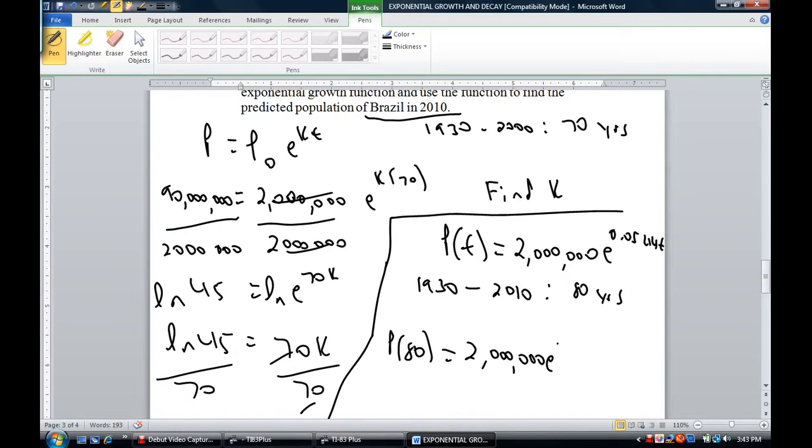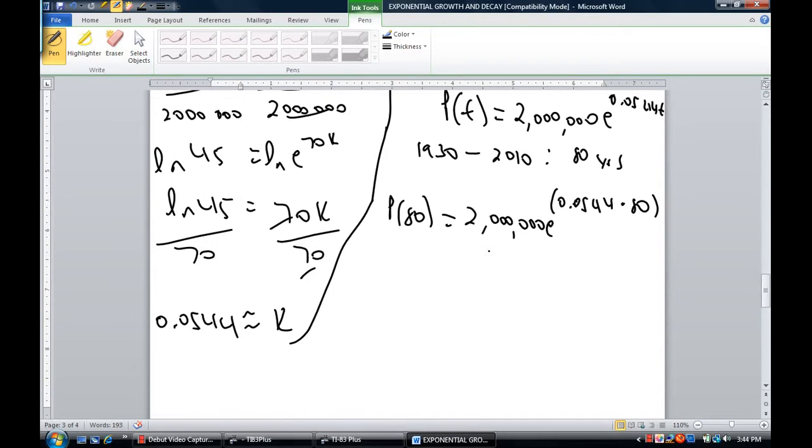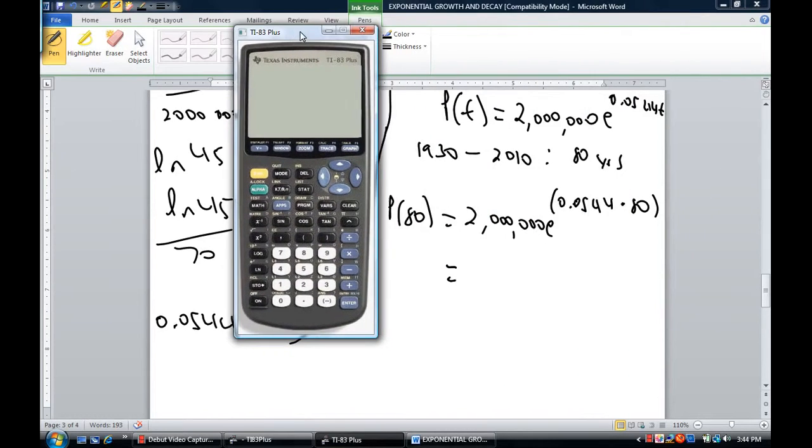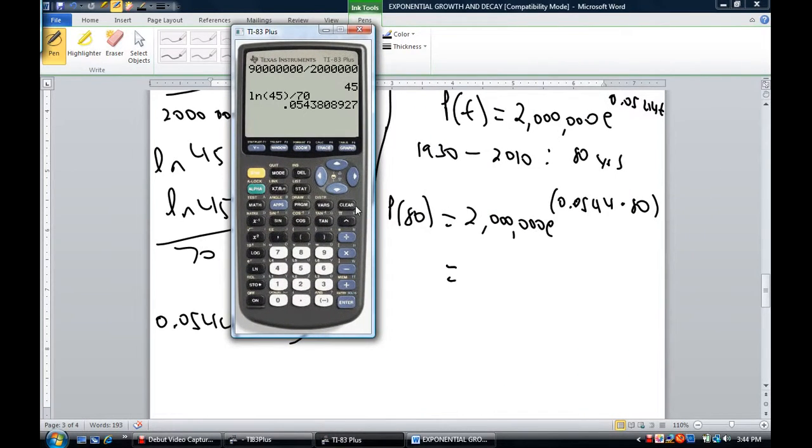So e to the 0.0544 times 80. And once again, I'm going to put that in parentheses just for the calculator. And we're going to type that in. I'm going to move that over once again. I cleared out so we can see it. 2 million.